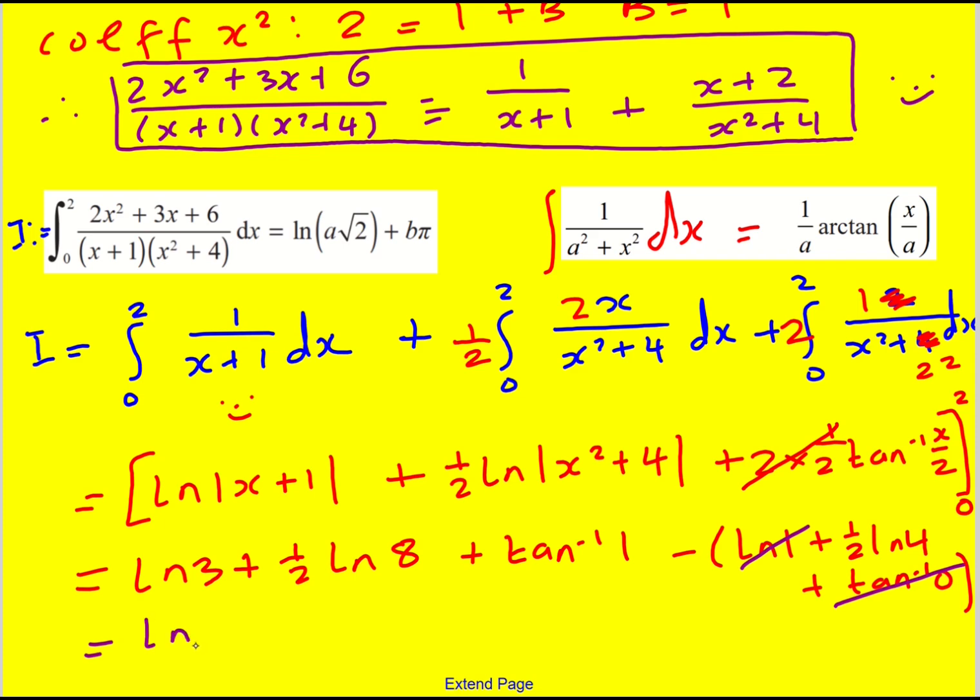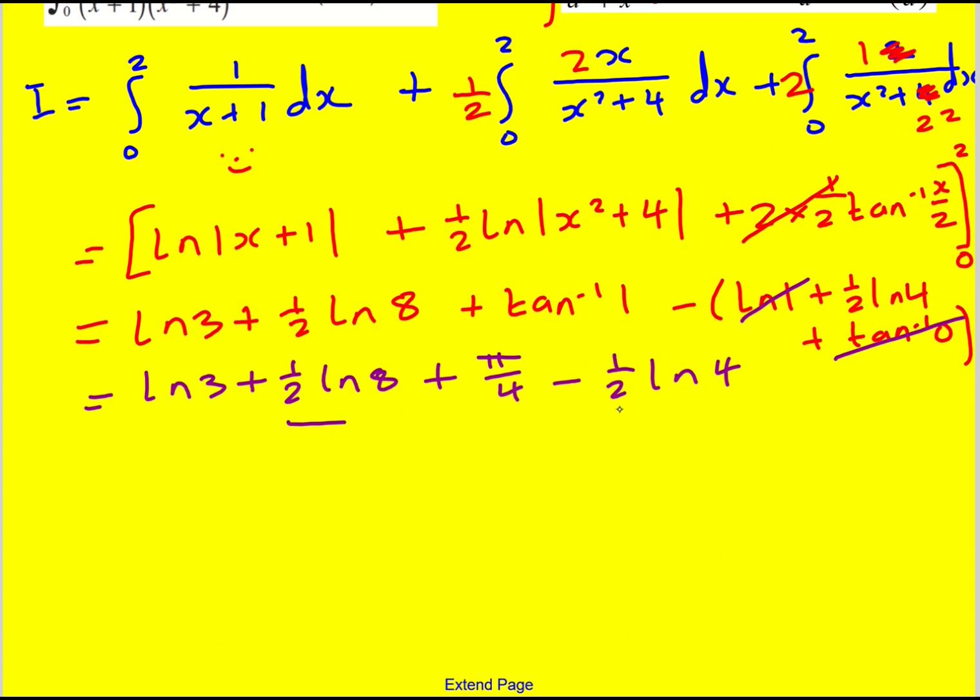So I've got ln 3 plus a half ln 8 plus inverse tan of 1, which is actually pi over 4. And then I will be minusing a half ln 4, which I'm going to leave. I could write it as ln 2, but I'm going to leave it as a half ln 4 for the moment because that will make it easier to combine these two. So I'll get ln 3 plus a half ln 8 minus ln 4. That's actually just 8 over 4, or 2.